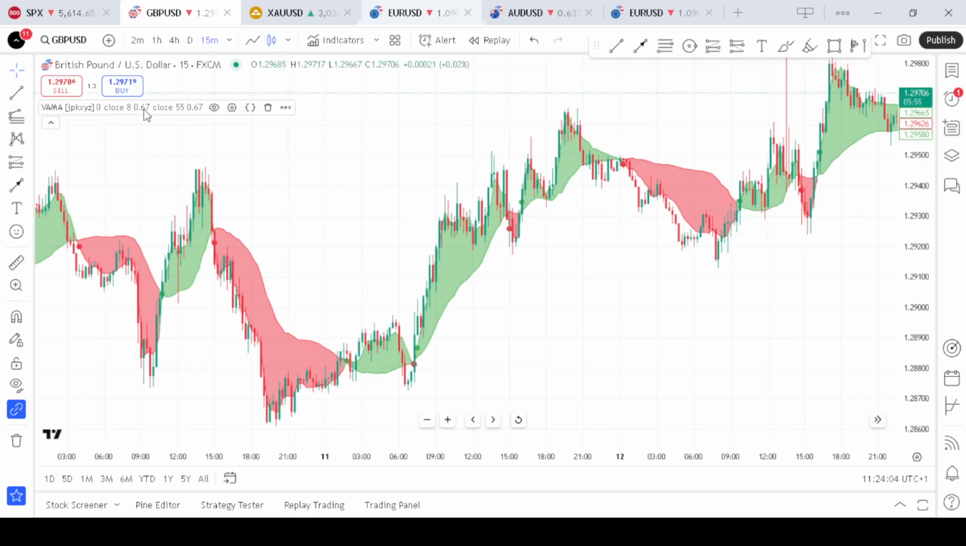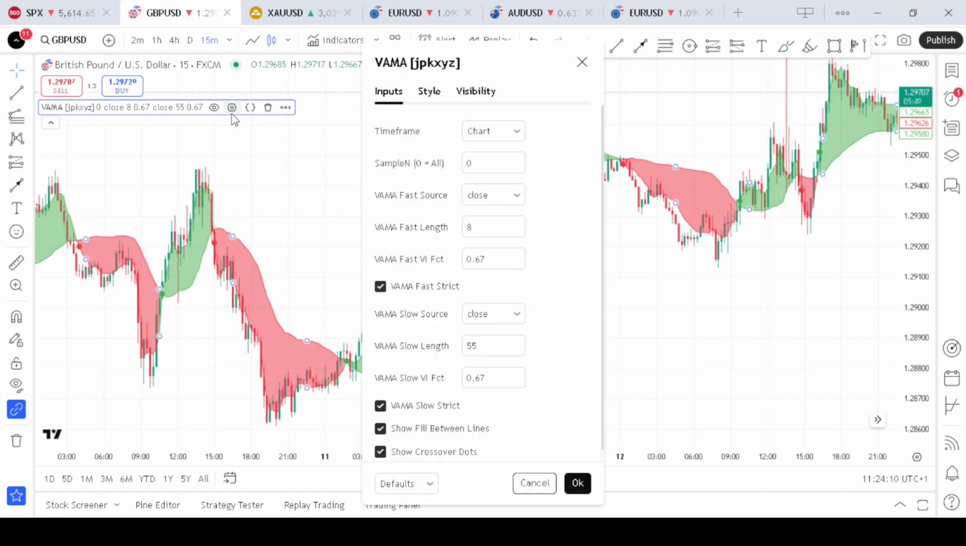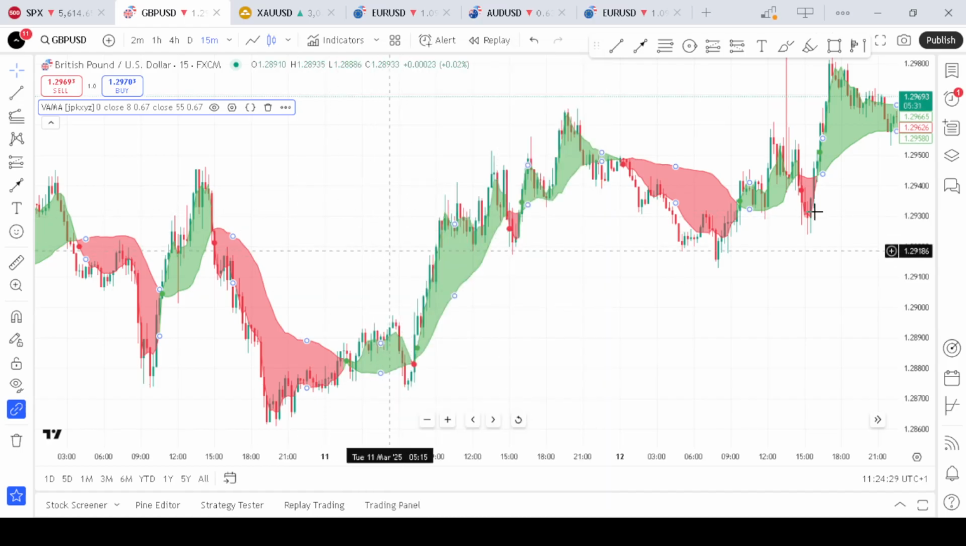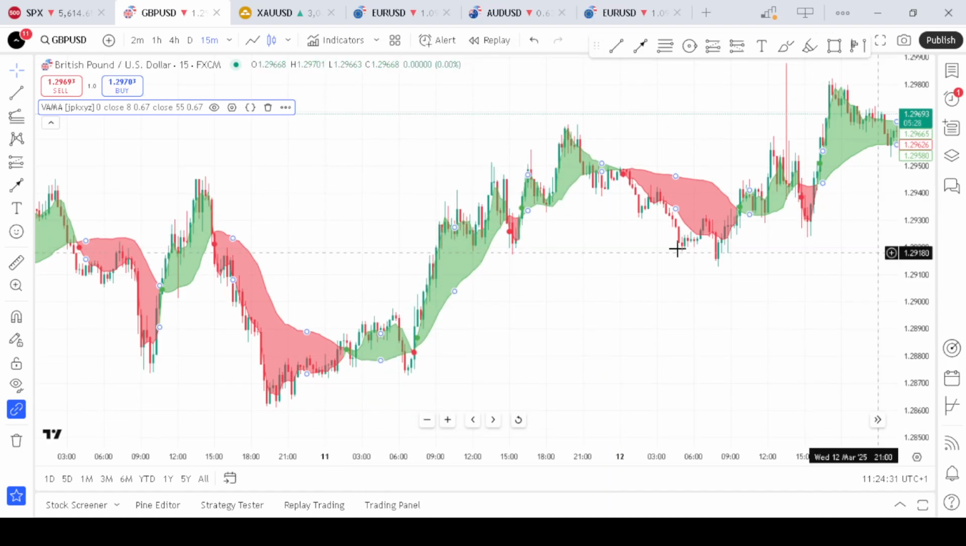First of all, we set up our indicator. We set up two VMA indicators. The first one is the shorter period. So you go to your shorter period, which is your VMA fast length, and you change it to 8. This is your first VMA. While the second VMA, which is your slow length, you change it to 55 and you press OK. This will be the particular setting we'll be using for this VMA indicator.